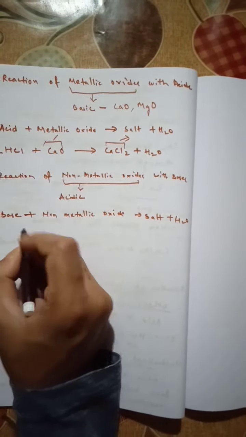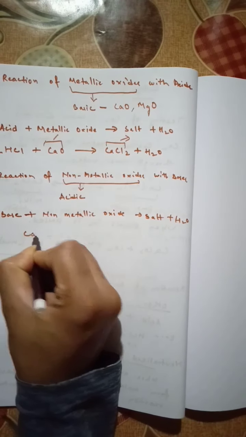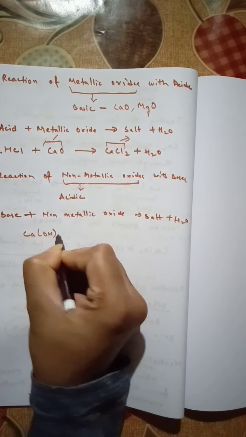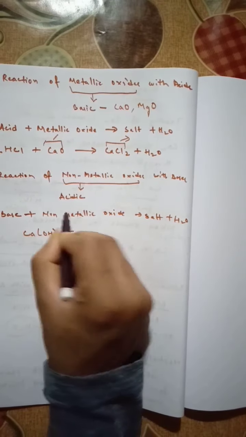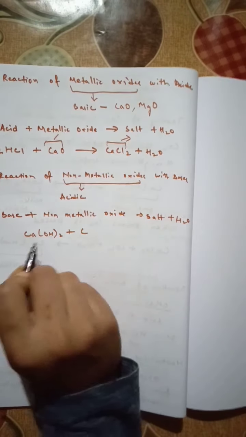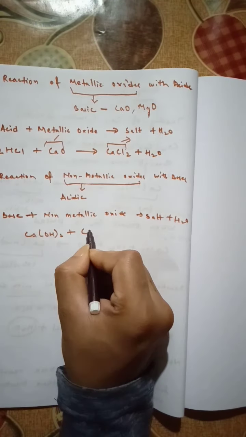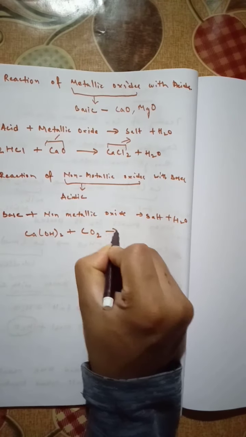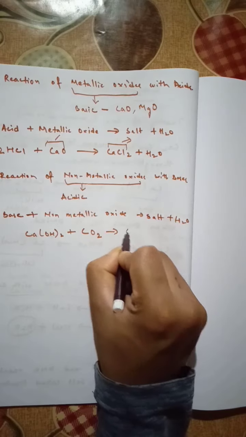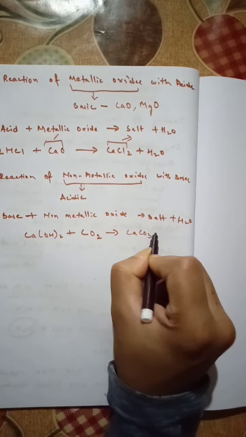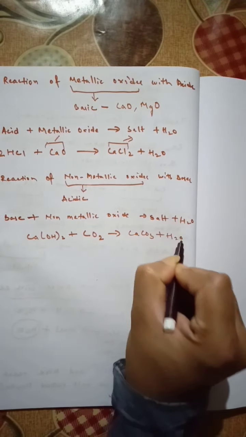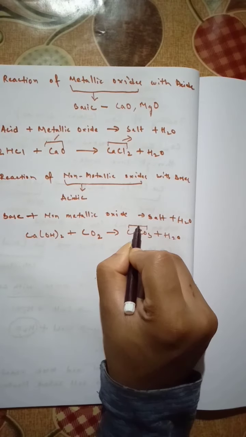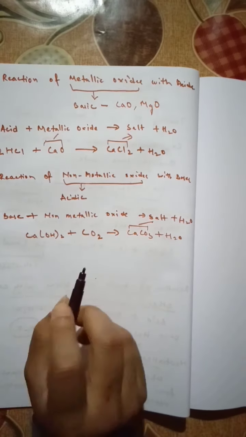Now what is the base? Let's take base as Ca(OH)2 plus non-metallic oxide. See, carbon is a non-metal, and let's add oxide to it, which is CO2. Now we will get a solution which is CaCO3 plus H2O, and here CaCO3 is again a salt.